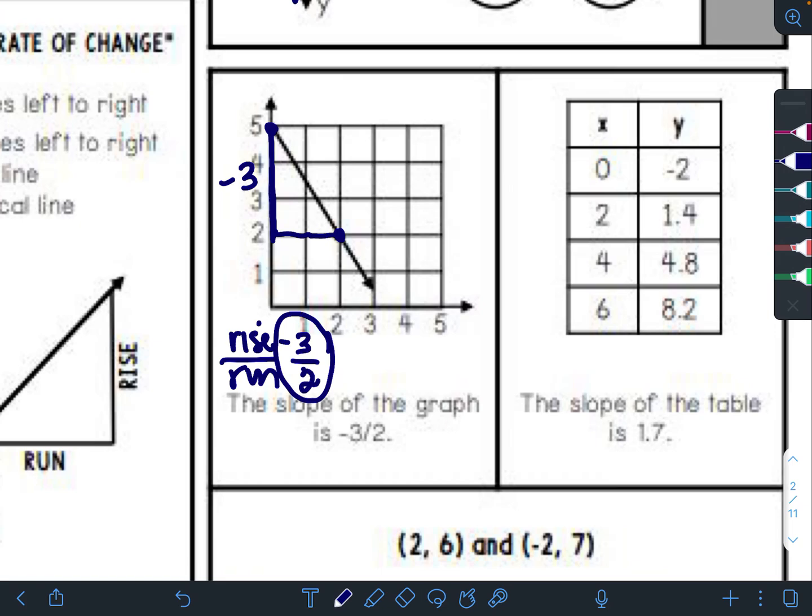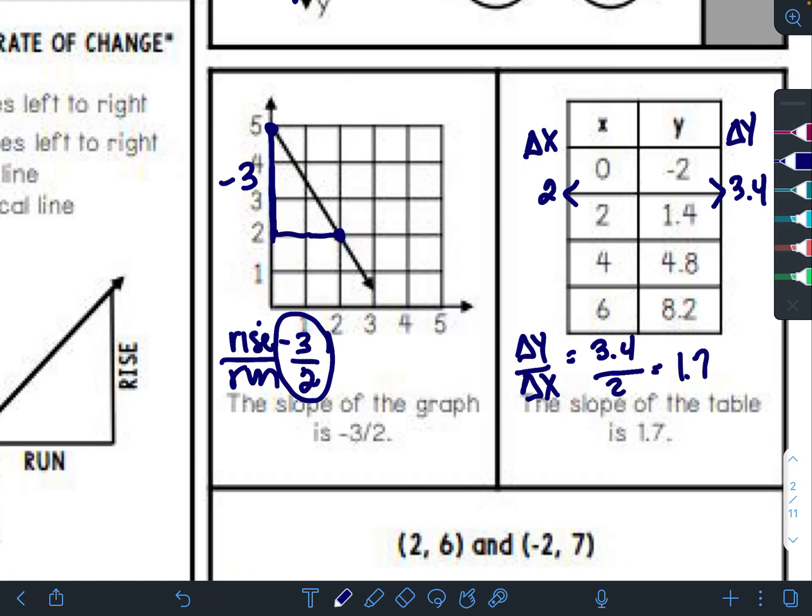When I am doing it from a table, I do my change in y over change in x. So when I'm looking at this here, to go from -2 to 1.4, I am changing by a positive 3.4. When I'm going from 0 to 2, I'm changing by 2. So this is my change in y over here. This is my change in x. So I have 3.4 over 2, which simplifies down to 1.7.